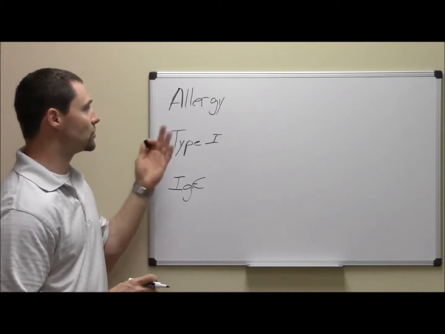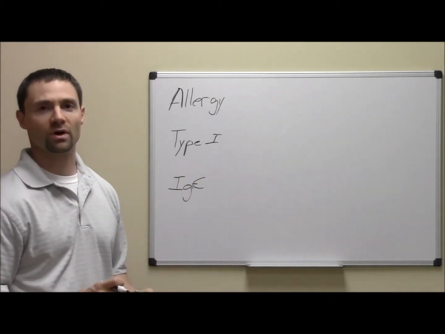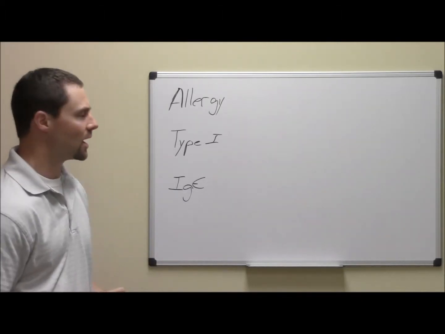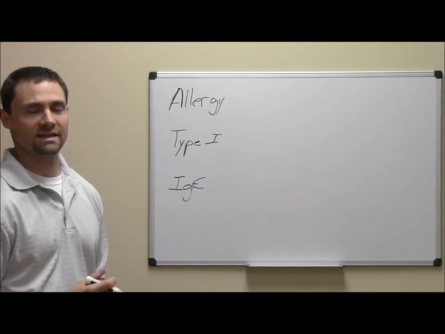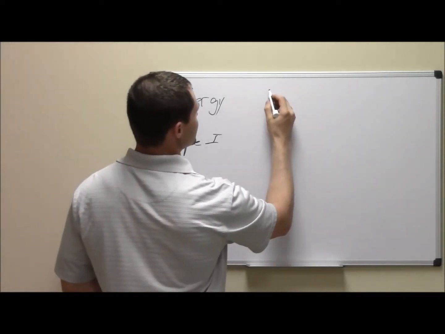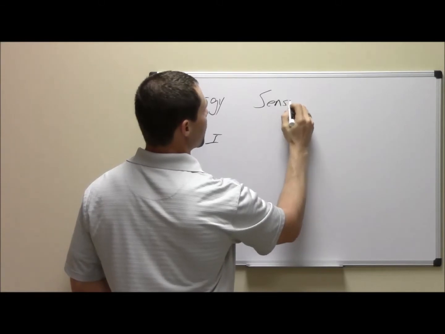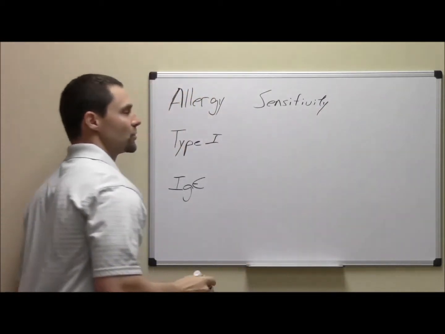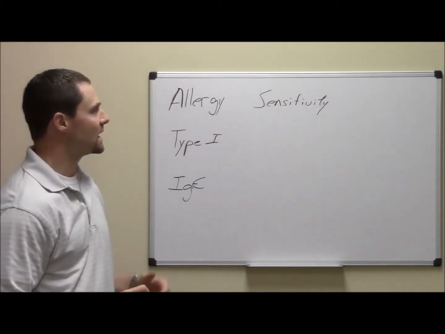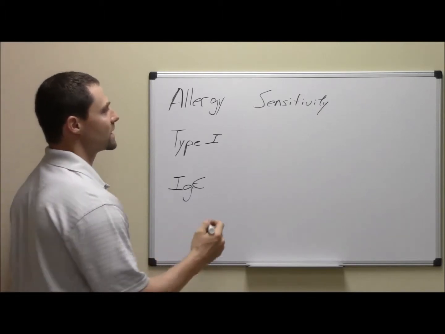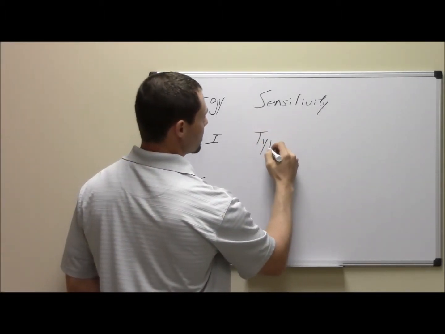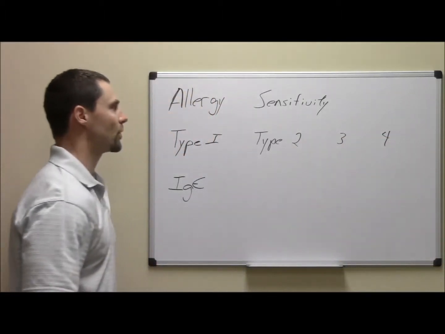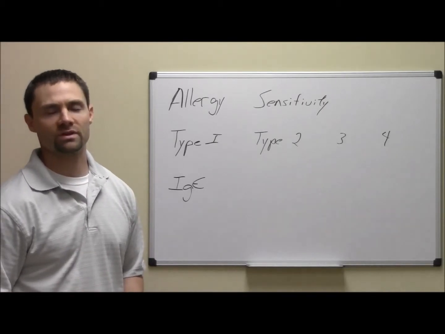However, while you can have this type of immune response to a food, this is not the more common response to foods. More common responses to foods are going to be what we're going to classify as a sensitivity. So a sensitivity is going to be more of a delayed response. So you'll have more of a delayed response with the sensitivities, and sensitivities will come under the categories of type 2, 3, and 4. So you'll have multiple types of reactions there with a sensitivity.